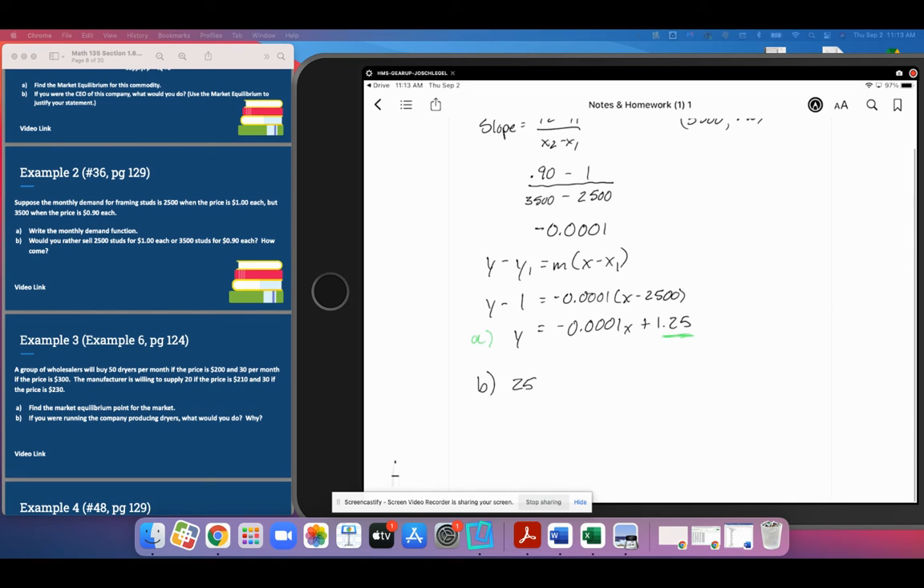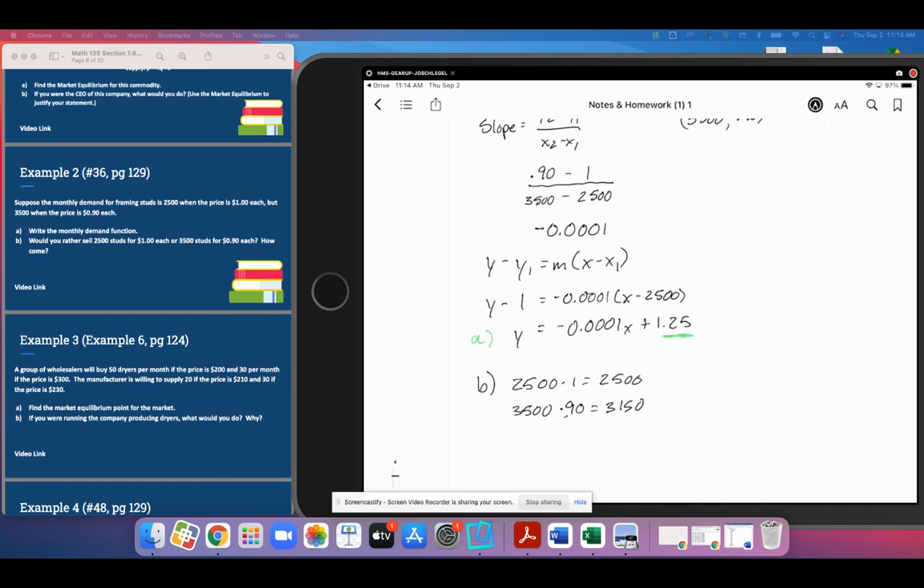And so for part B, we do have the question of 2,500 for $1. So let's just do some simple multiplication here. 2,500 for $1, we would make $2,500 in that instance. If we were to sell 3,500 for 90 cents each, I'm going to swing it in Wolfram really quick and see what I get. And I get 3,150.